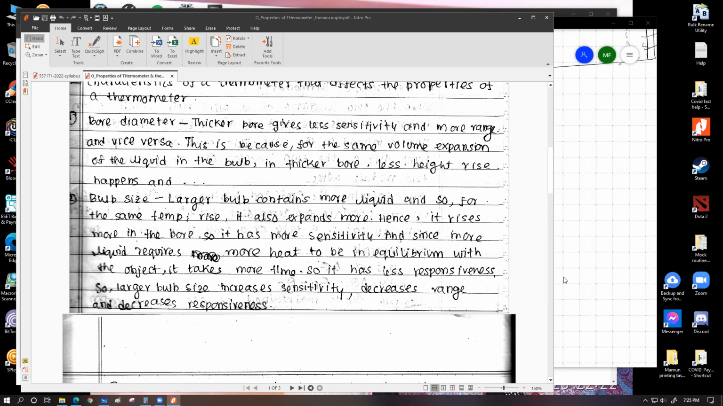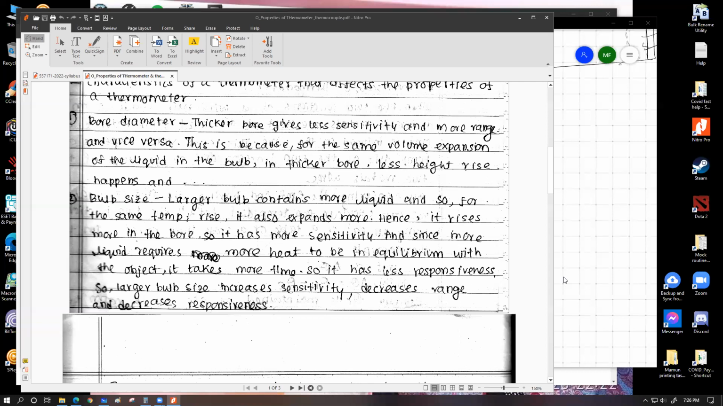Good. So what Saptoshi said makes sense, but she used the large bore diameter in the first part and then the thin bore diameter in the second part, which can be a bit more confusing for the examiners if you write in that fashion in your exam. So I would recommend that you stick to the same variability. But anyway, I'll try to help you understand. What it says is that a thicker bore gives less sensitivity and more range, and vice versa.